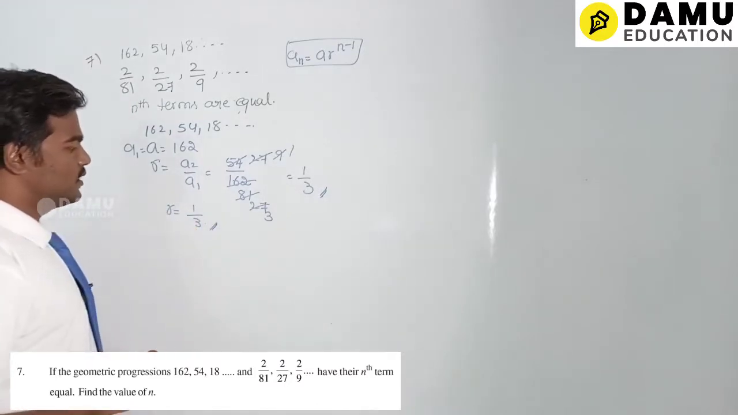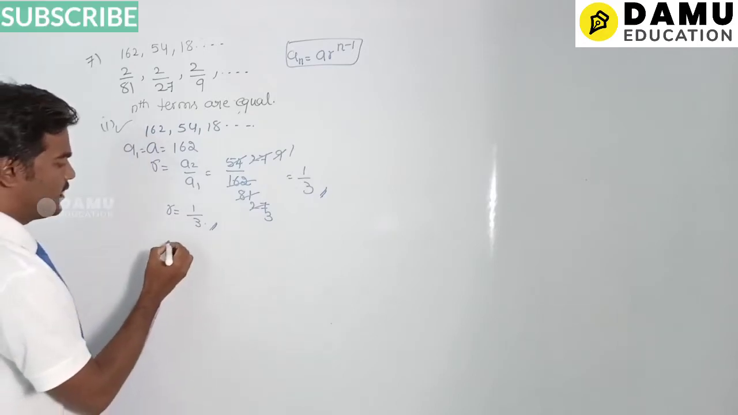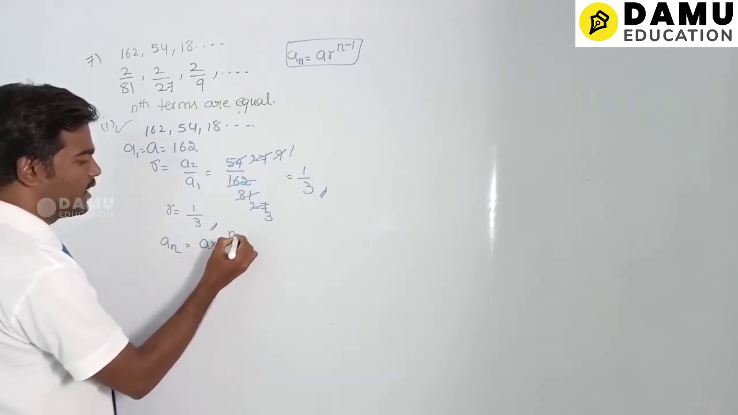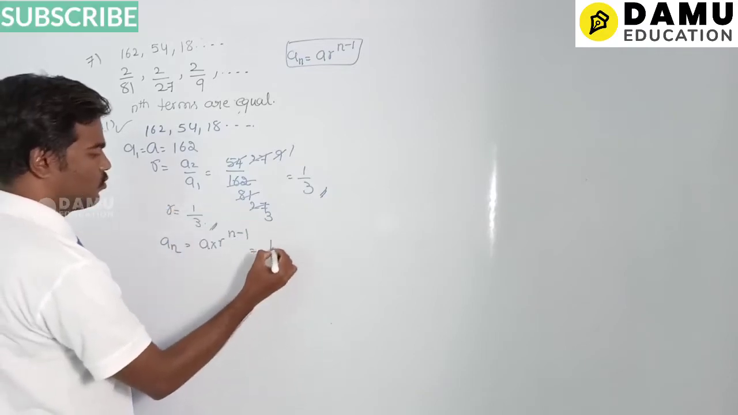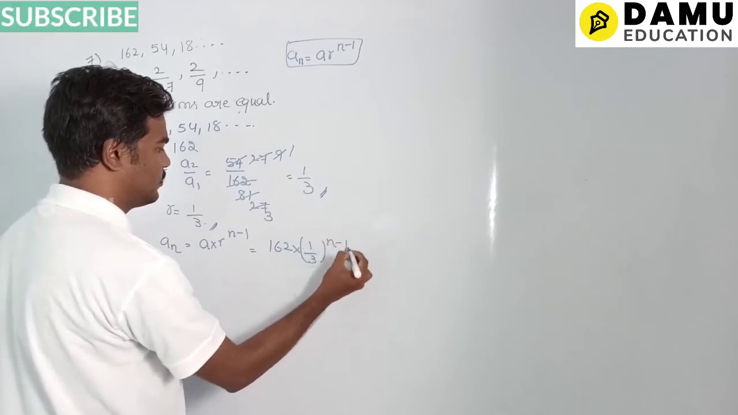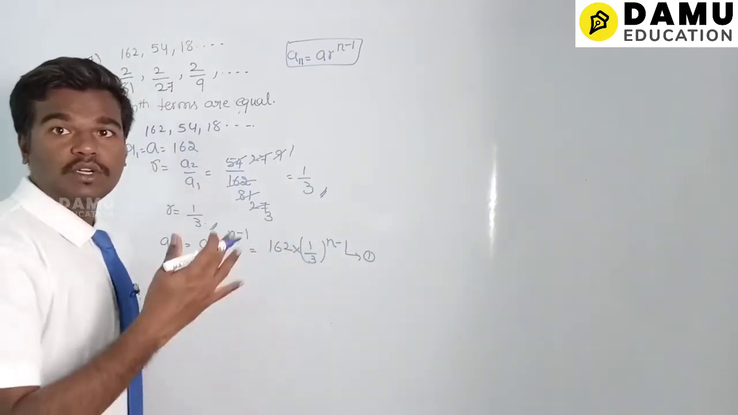Now we have found the first series. The nth term is A into R power n minus 1, so A is 162 and R is 1 by 3: An equals 162 into (1 by 3) whole power n minus 1. Let's call this equation 1.